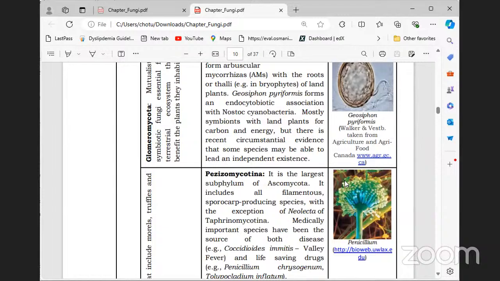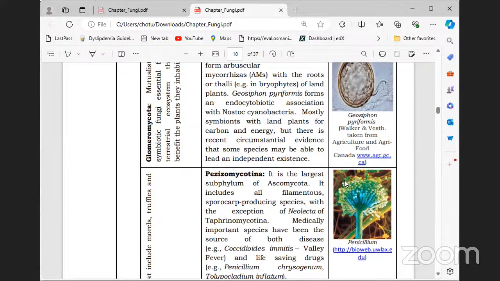Tell me, anyone who identified Penicillium? Which scientist? Who was the first to identify Penicillium? The scientist's name. Alexander Fleming. Alexander Fleming first separated Penicillium from the fungal culture.